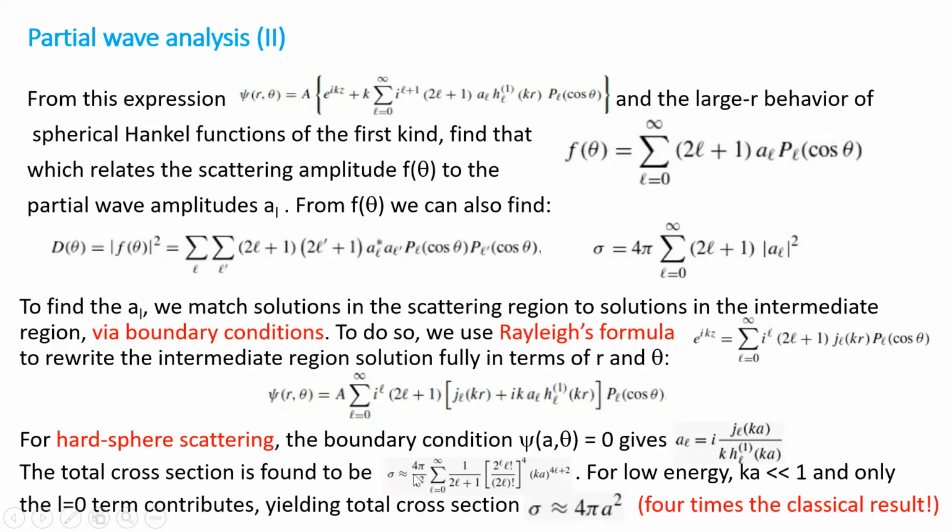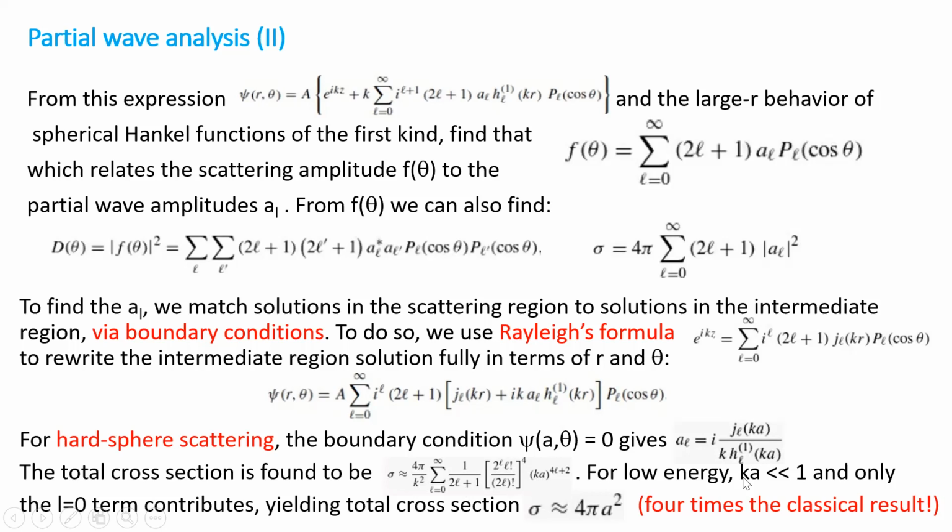And then by using the properties of JL and HL, we can actually write the total cross-section in a sort of a nice or a useful form. It's not terribly pretty, but it's useful, as we'll see in a second. It turns out to be 4 pi over k squared, sum over L, 1 over 2L plus 1, times this factorial combination, times Ka to the 4L plus 2.